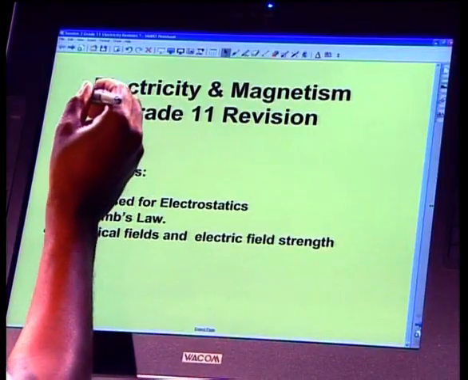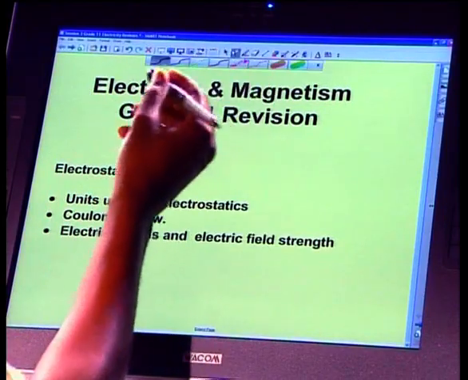I welcome you again. We are going to continue doing some revision of some crucial work that comes from grade 11, but still very important and applicable at grade 12. Now today, we will be talking about electricity and magnetism.